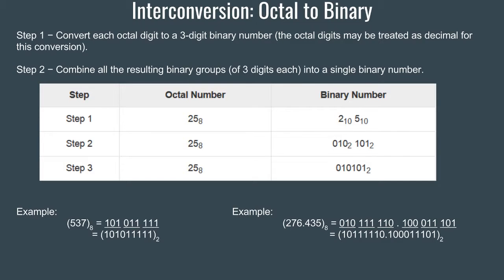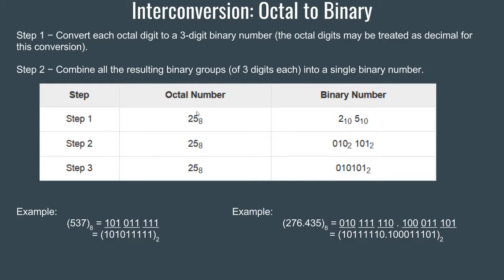Now that we are done with interconversion from decimal to all the other three number systems, it's time that we look at how to convert from octal to binary, octal to hexadecimal, hexadecimal to binary, binary to hexadecimal, and so on. First of all, we'll look at how to convert from octal to binary. The first step in this conversion is to convert each octal digit to a three-digit binary number. The octal digits may be treated as decimal for this conversion.